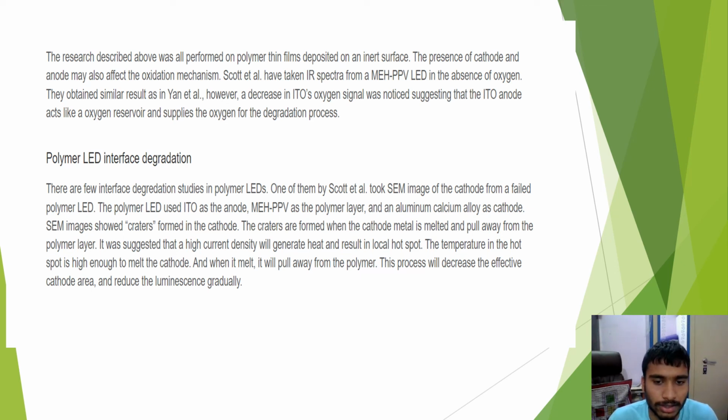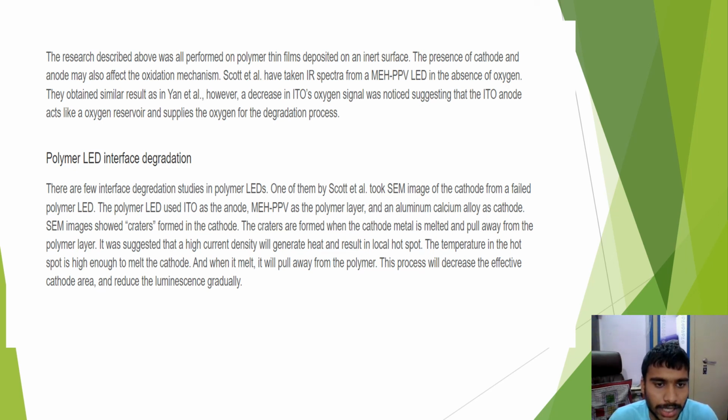Polymer LED interface degradation. There are few interface degradation studies in polymer LEDs. One of them, by Scott et al., took an SEM image of the cathode from a failed polymer LED. The LED used ITO as the anode, MEH-PPV as the polymer layer, and an aluminum-calcium alloy as cathode. SEM images showed craters formed in the cathode. The craters are formed when the cathode metal is melted and pulled away from the polymer layer.